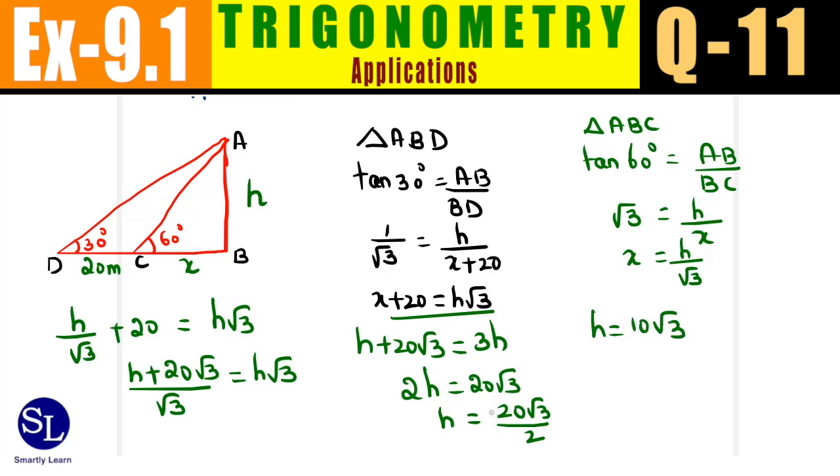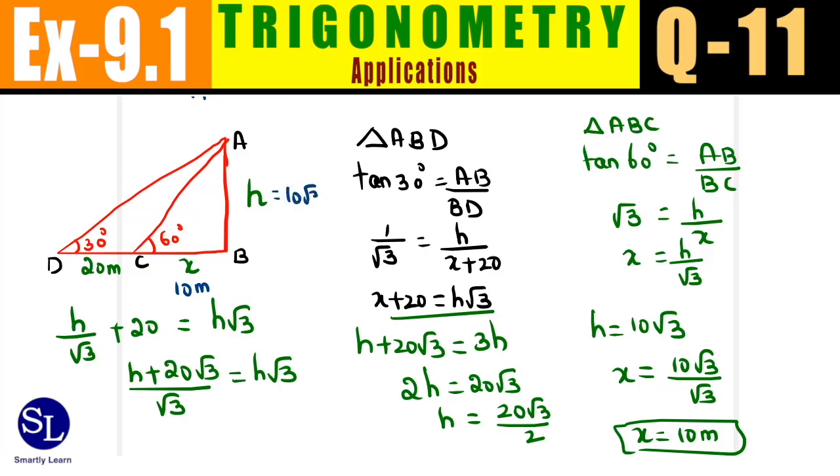Now what do you know the value of X to be? X is equal to H by root 3. So X is equal to 10 root 3 by root 3. So X is equal to 10 meters. So the width of the canal is going to be equal to 10 meters. That's what we found out. And the height of this particular tower is going to be equal to 10 root 3.